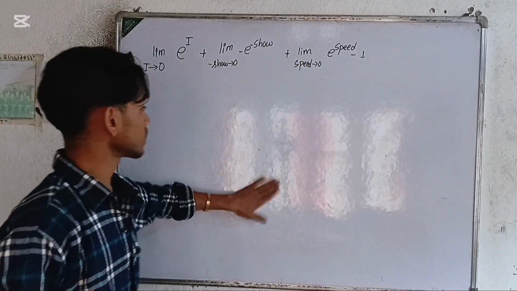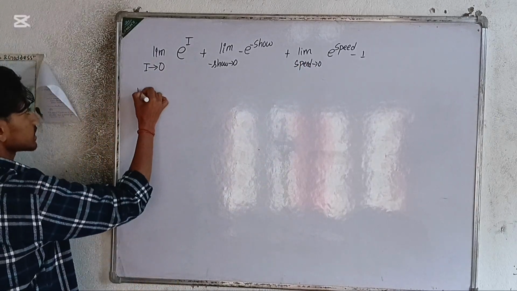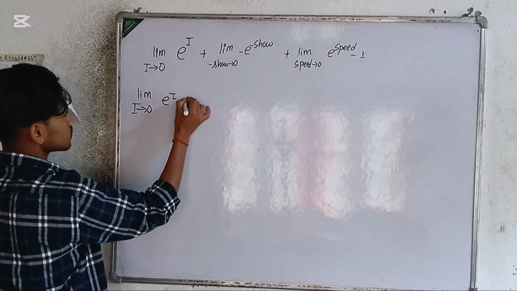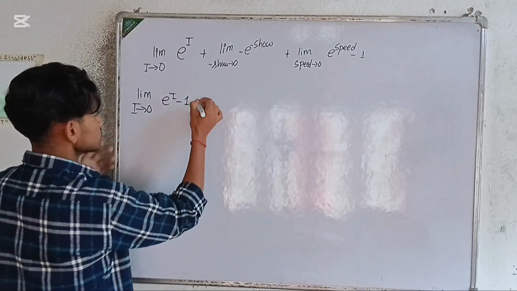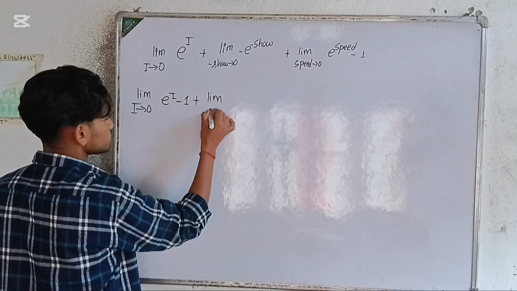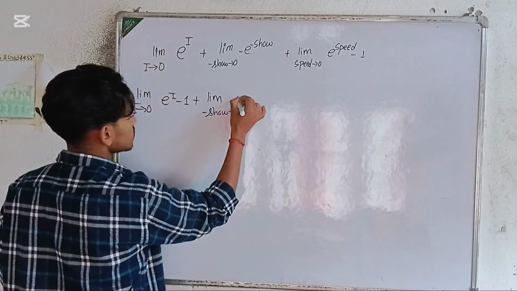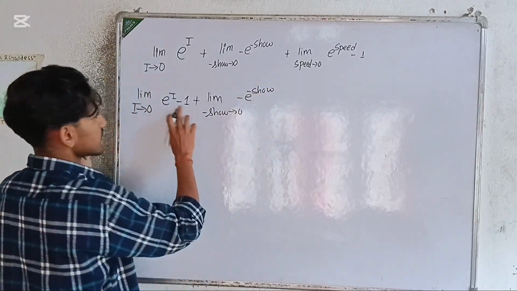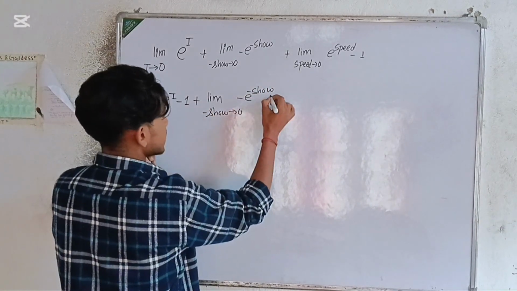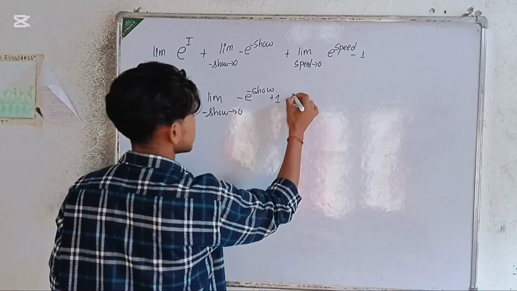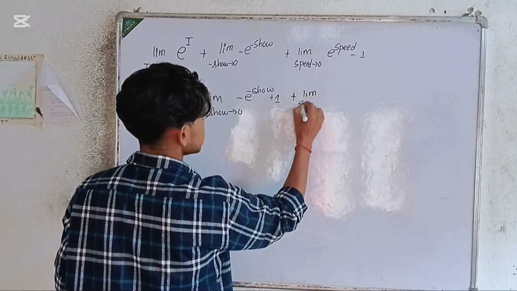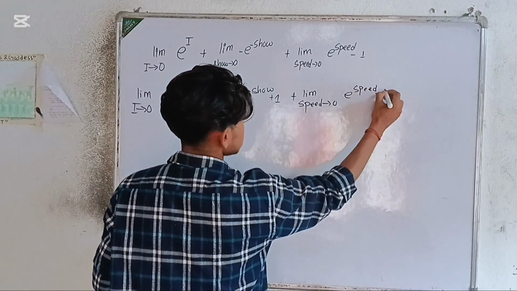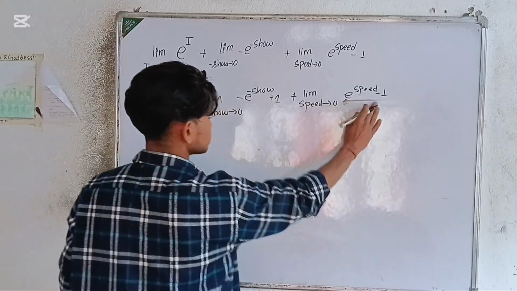To solve this, we can do something very interesting: limit as i tends to 0 of e raised to i minus 1. So I added negative 1 here. Then I am going to add the same for so: limit as so tends to 0 of e raised to negative so. Since I had added minus 1, I have to add plus 1 here, and the remaining term is limit as speed tends to 0 of e raised to speed minus 1 over speed.